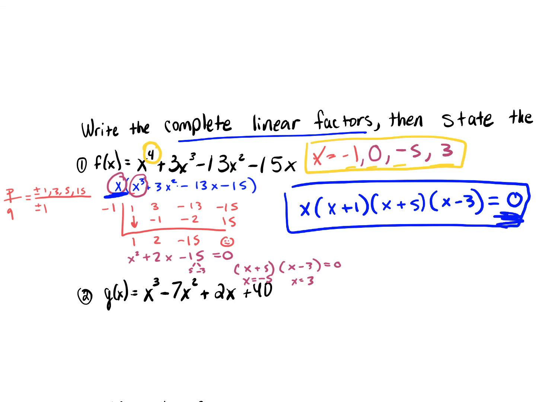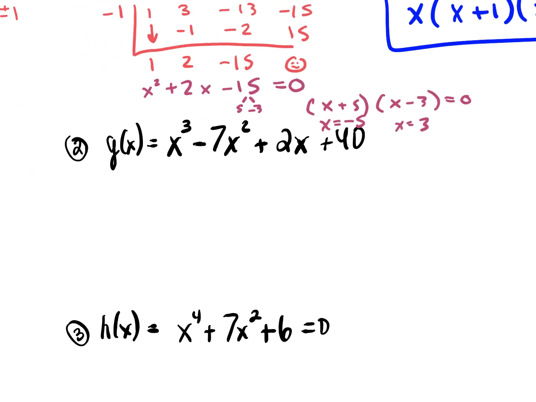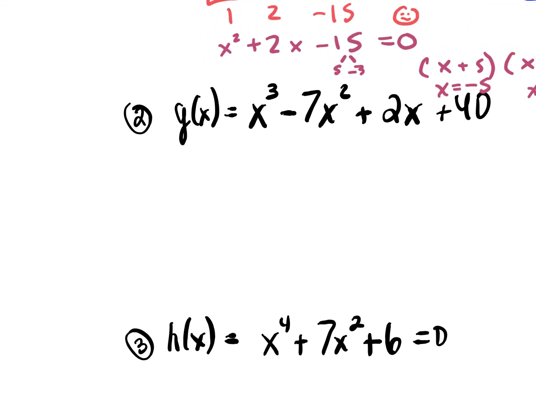So don't forget to put that equals 0 at the end. All right, let's look at the next one. How do I factor this? P over Q. So what are my factors of 40?